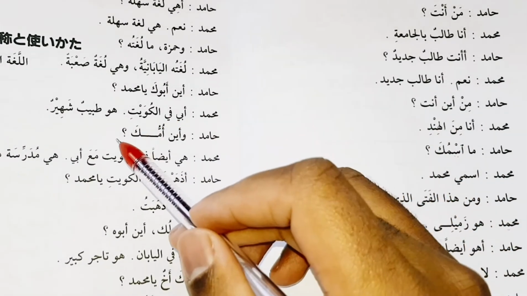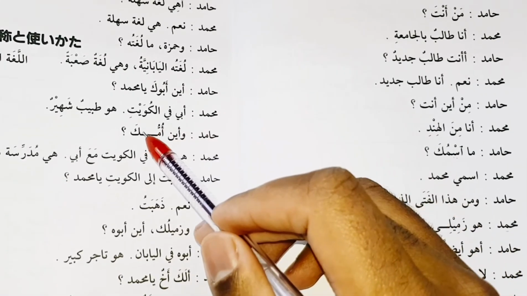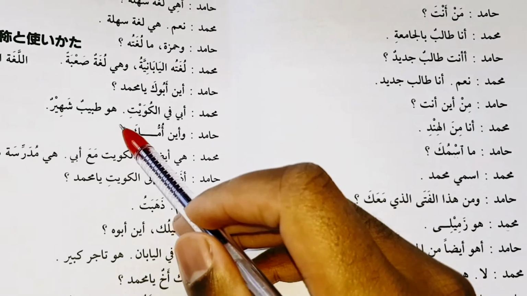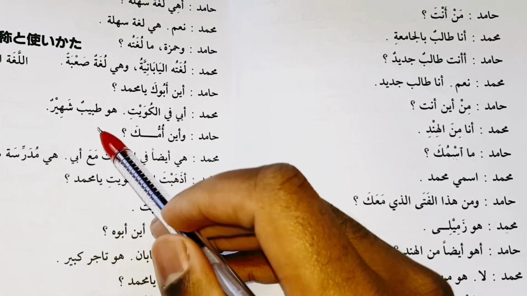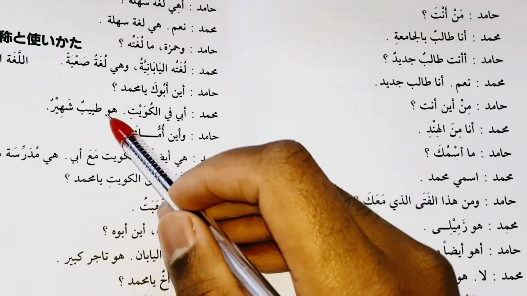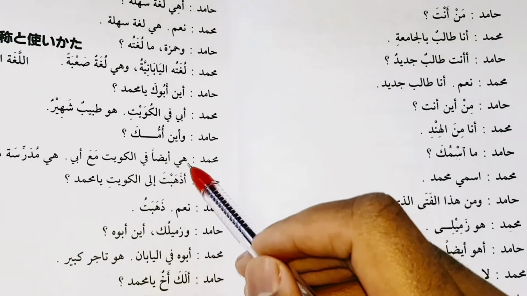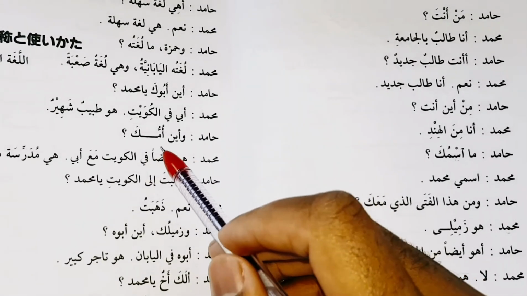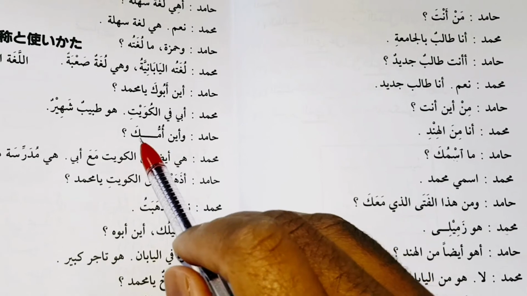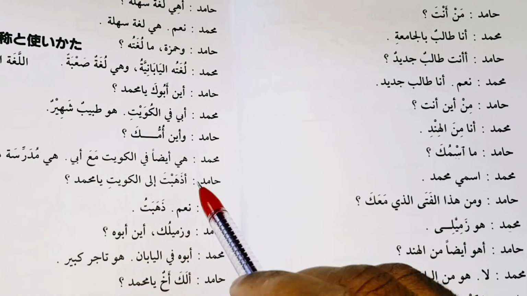Abi fil Kuwaiti. My father is in Kuwait. Huwa tabibun shahirun. He is a famous doctor. Man'ut na'at. Wa ayna ummuka? And where is your mother? Mudaf, mudaf ilayh. Anytime we see a dhamir attached to a noun, it gives us mudaf, mudaf ilayh.